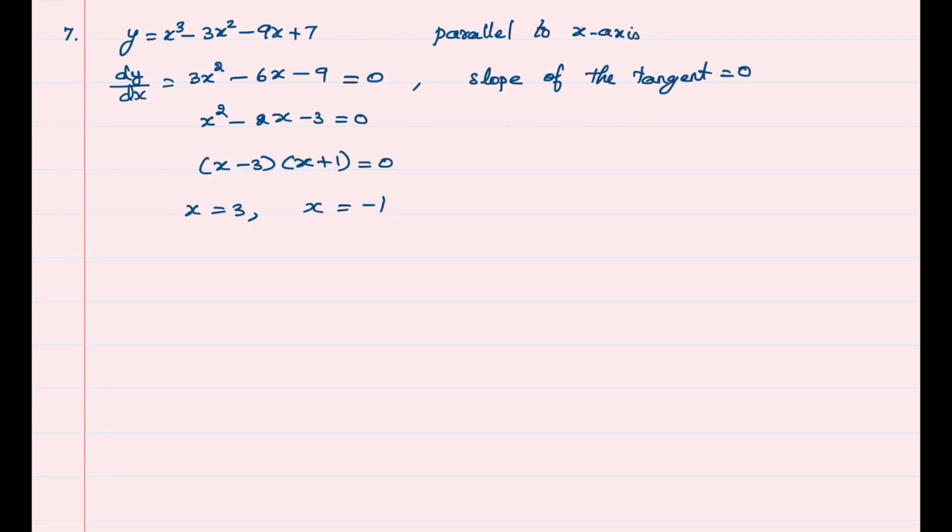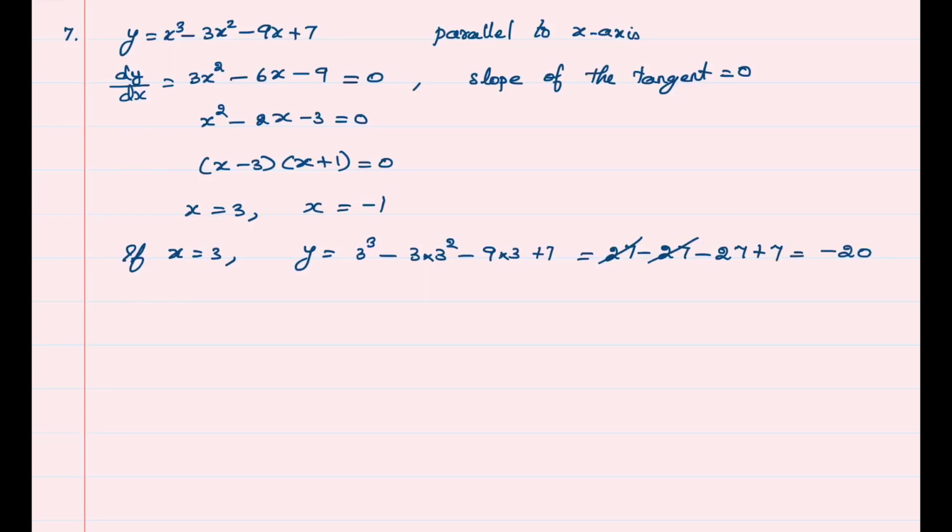We have to find the points. We will find the corresponding y coordinates. If x is 3, y will be, we will use the curve equation to find the y coordinate. 3 cube minus 3 times 3 square minus 9 times 3 plus 7. 27 minus 27 minus 27 plus 7. The y coordinate is minus 20. Therefore, the point is 3, minus 20.